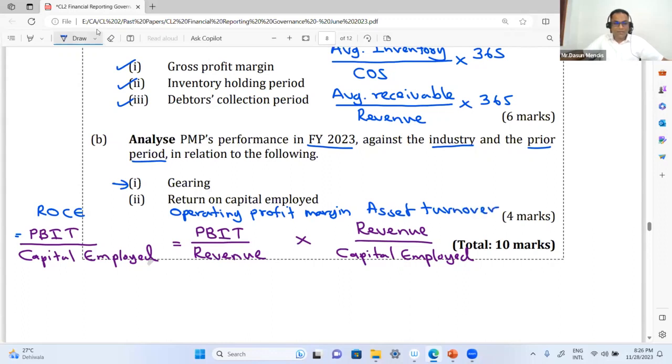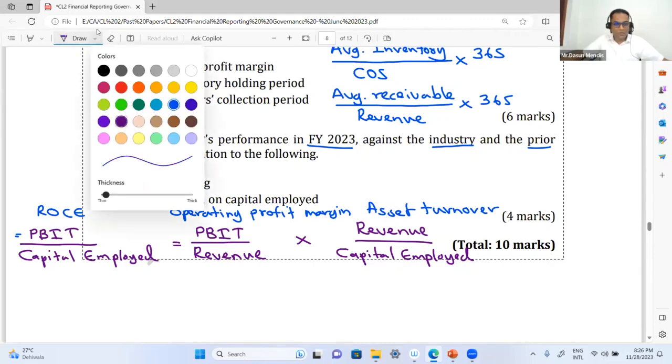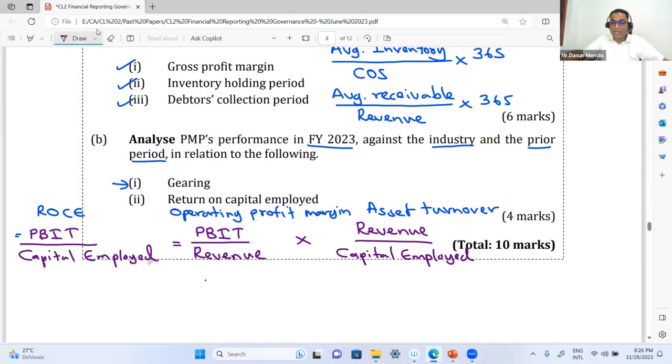So basically, once you multiply PBIT divided by revenue by revenue divided by capital employed, what does revenue divided by capital employed mean? For each 1 rupee that we have invested in capital, how much revenue has the company generated? Having a higher asset turnover ratio is always better. That shows our capital is efficiently utilized. For 1 rupee that we invested in capital, you are earning more revenue, which is a good thing.